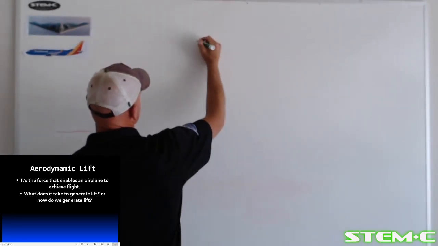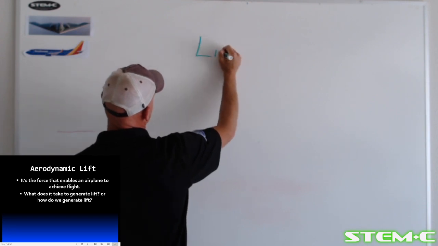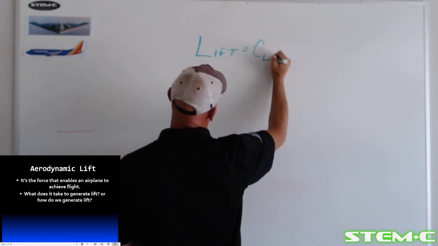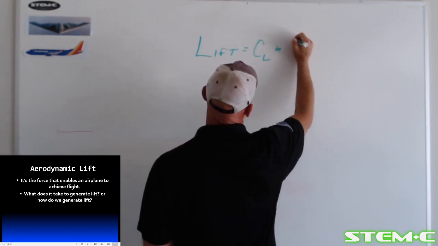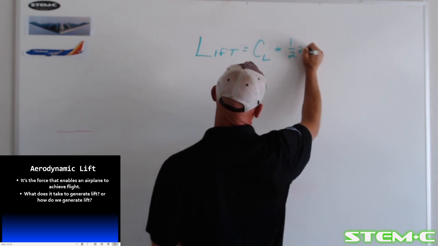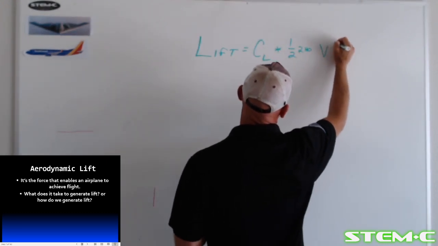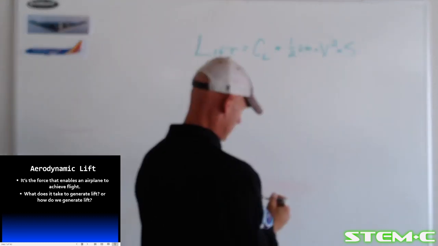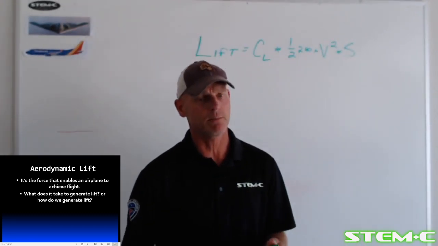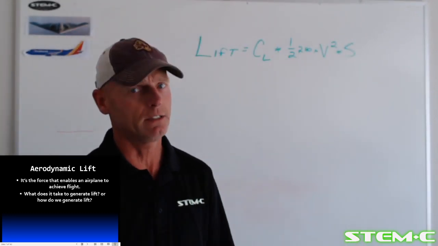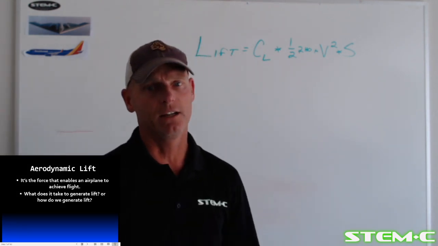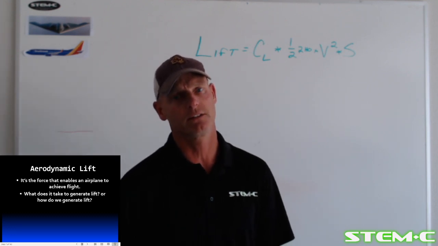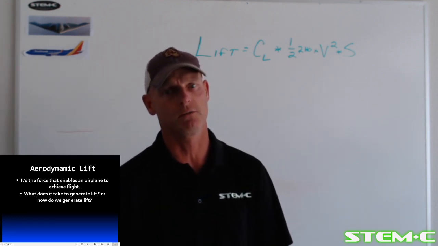I'm going to write up here the equation for lift. Lift equals coefficient of lift times 1/2 rho v squared S. Now, I know for the younger kids that might be watching or listening to this, don't worry, we're not going to do any math here today. We're going to keep this all non-math based. Stick with me here, you'll see where this is going.